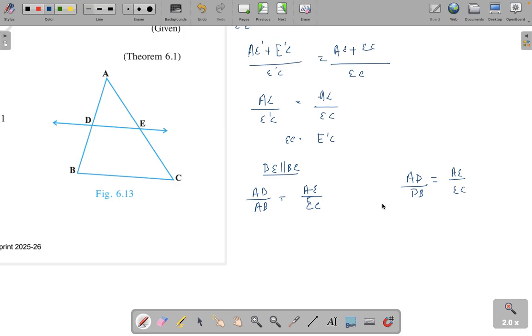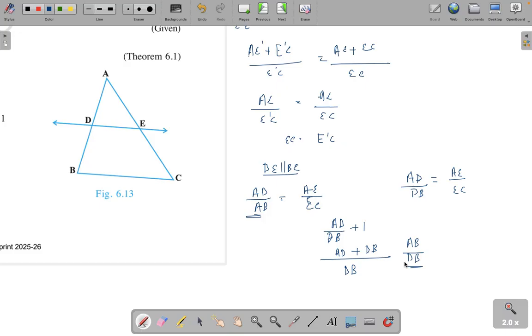Yes. But see, let us just add one to the left hand side. AD upon DB plus one, so you'll get AD plus DB upon DB. AD plus DB is AB. So you got AB, but on the other hand, you are getting DB in the denominator, which you don't need. Ideally, you should have got AD upon AB. So what went wrong?